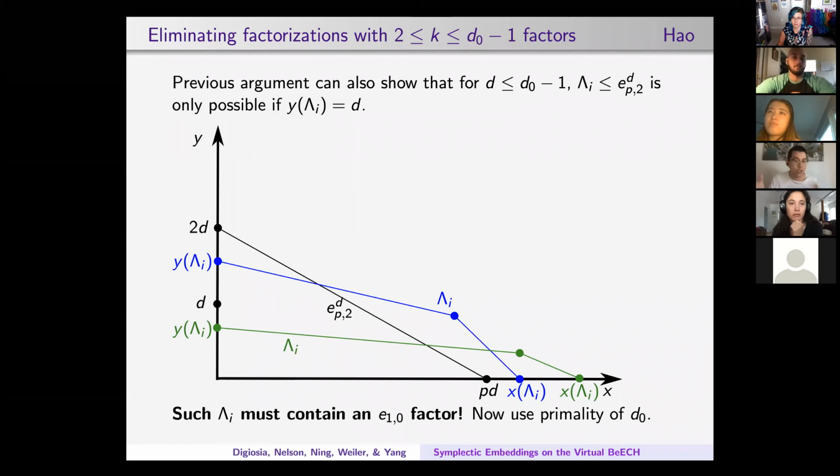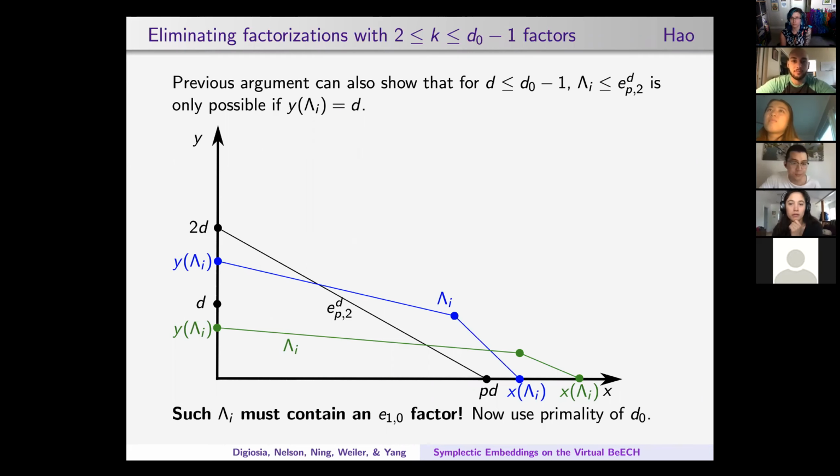Its factors can only look like EP2 to some integer power d_i that is less than d naught, right? But all of the d_i must be the same, because all of the lambda i share a common E10 factor. And this is impossible because you cannot have d_i times k equal to d naught when d naught is prime and k is strictly between 2 and d naught minus 1.